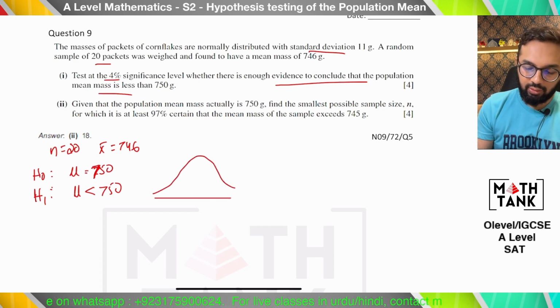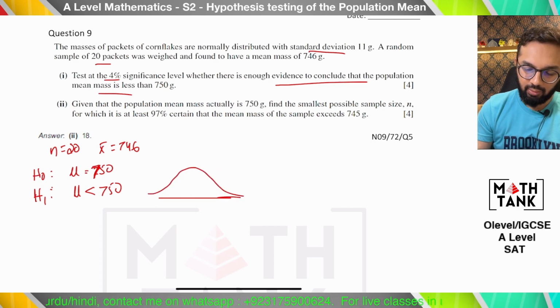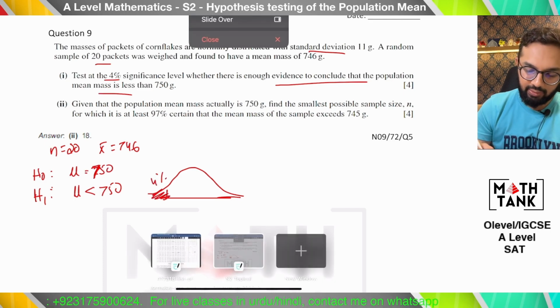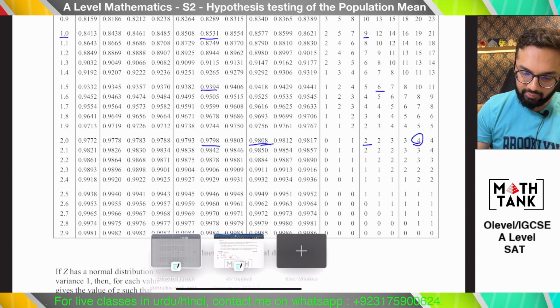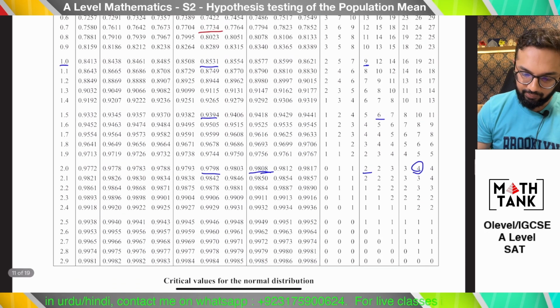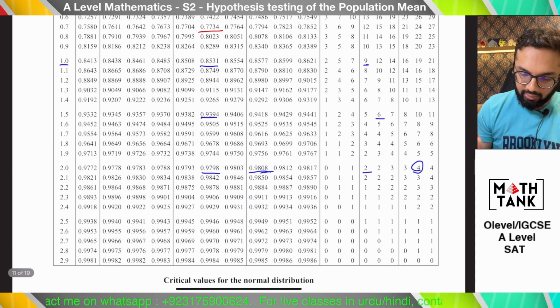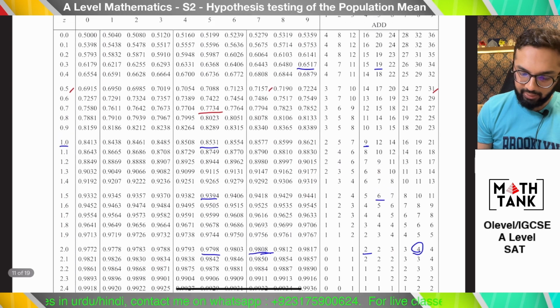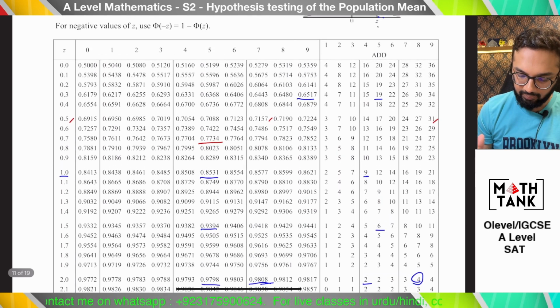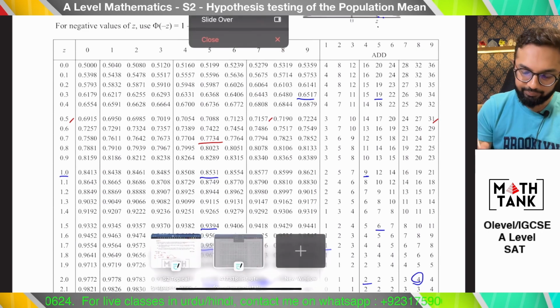Let's draw the rejection region. 4%. Let's read off 96% from here. 96%. 1.75 and 1.